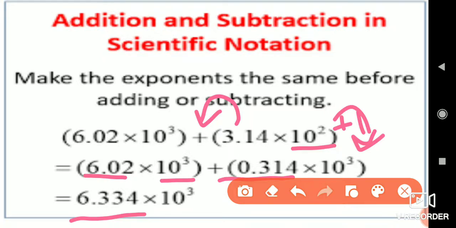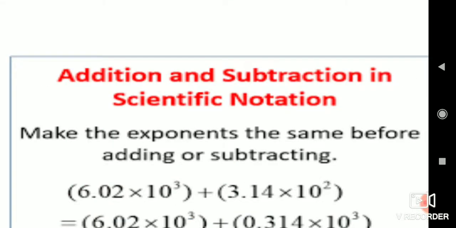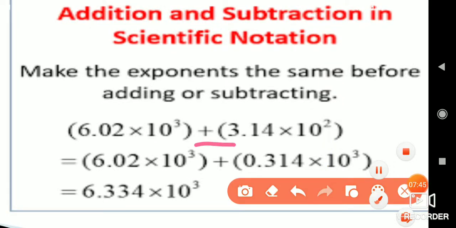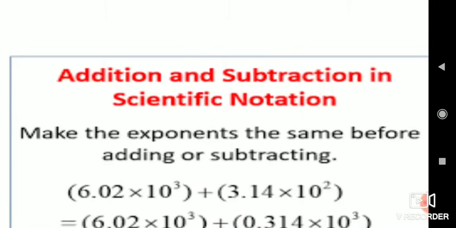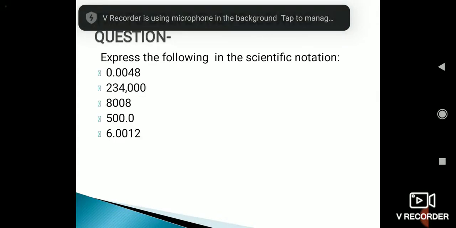You can use the same method for subtraction also. All the methods are the same here and here. The only change in subtraction is that in place of addition it will be subtraction. That is only a slight change. Hope you all understand how to write scientific notation and how to do calculations involving multiplication, division, addition and subtraction. Hope you all learned well, and if so, then solve this question.